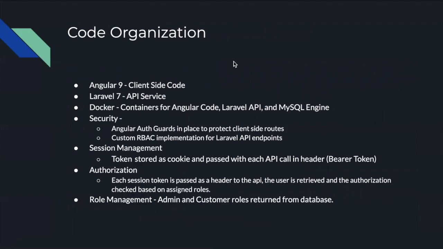Some of the technology we use: Angular 9 for our client-side code, Laravel 7 for our API service, and Docker to keep our environment consistent. We talked about the security using Angular auth guards to protect different routes based on users' permissions. Session management, we're actually storing a cookie and passing the token with all of the API requests so that our API endpoints are also protected to be only used by authenticated users. And then we have our role management with admin and customer roles returned from the database.